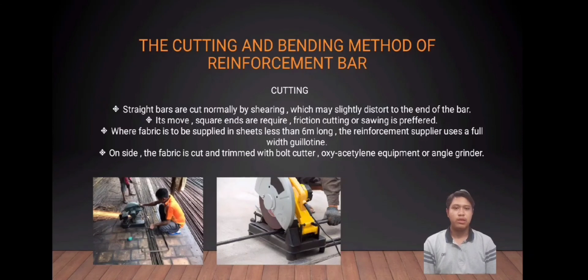Cutting. Straight bars are cut normally by shearing, which may slightly distort the end of the bar. Smooth, square ends are required, so friction cutting or sawing is preferred. Where fabric is to be supplied in sheets less than 6 meters long, the reinforcement supplier uses a full width guillotine. On site, the fabric is cut and trimmed with bolt cutter or similar equipment or angle grinder.